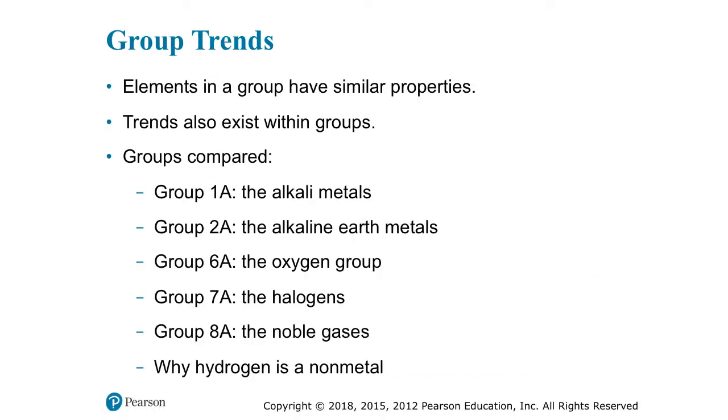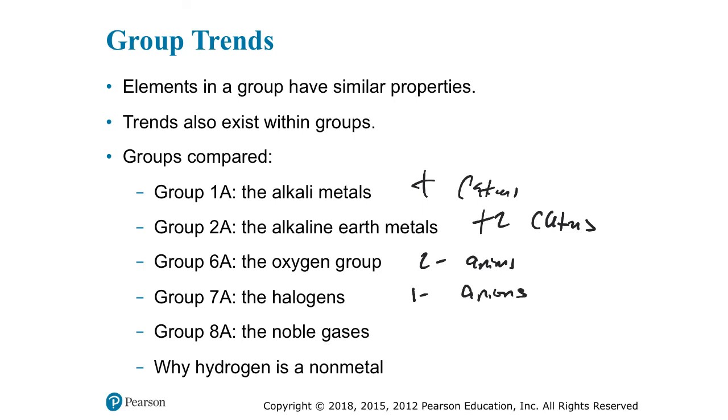So we've got some different group trends. Some of these are pretty obvious. The alkali metals tend to form +1 cations. The alkaline earth metals tend to form +2 cations. The oxygen group tends to form 2- anions and tends to be non-metallic. Halogens form -1 anions, also non-metallic. Noble gases all exist as just uncharged atoms, which is really the only group of elements that does that on the periodic table.